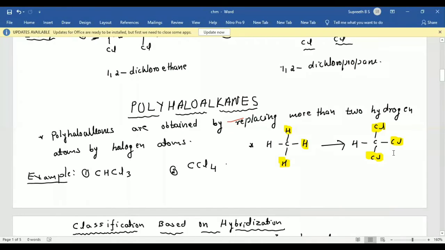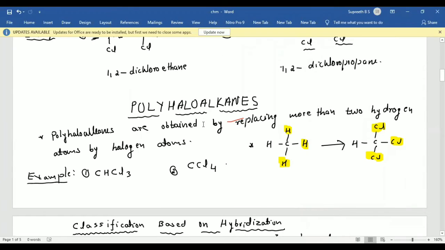Take this one: formation of chloroform. Initially, we have a methane molecule. We have four hydrogen atoms. Out of four, three hydrogen atoms are replaced with chlorine atoms. That type of halogen derivatives are called polyhaloalkanes, or polyhalogen compounds.